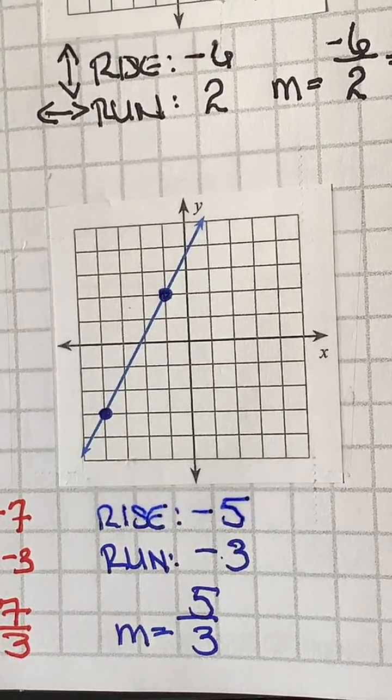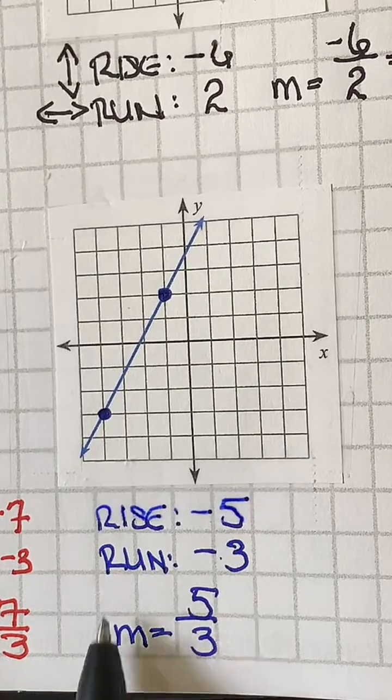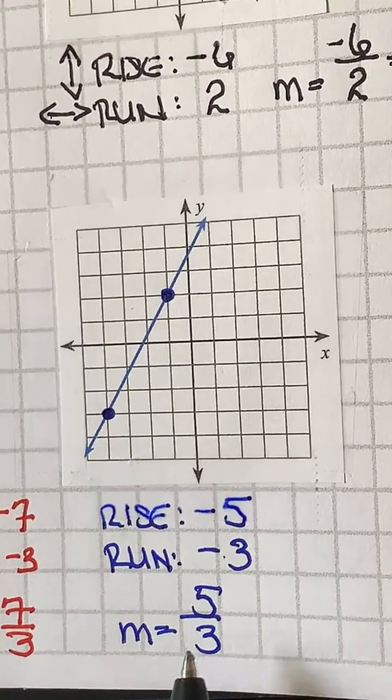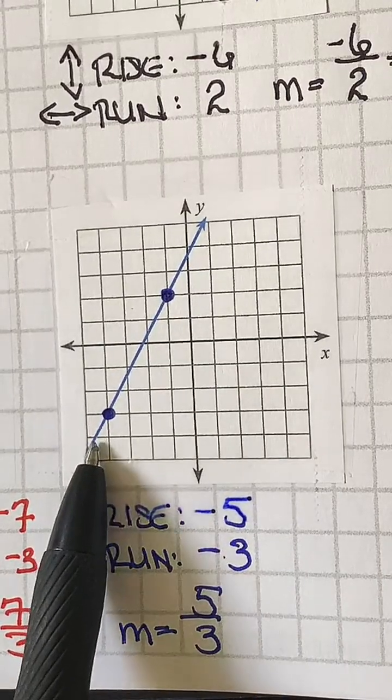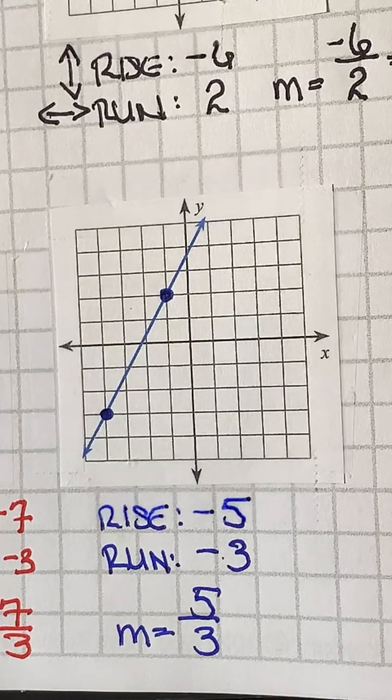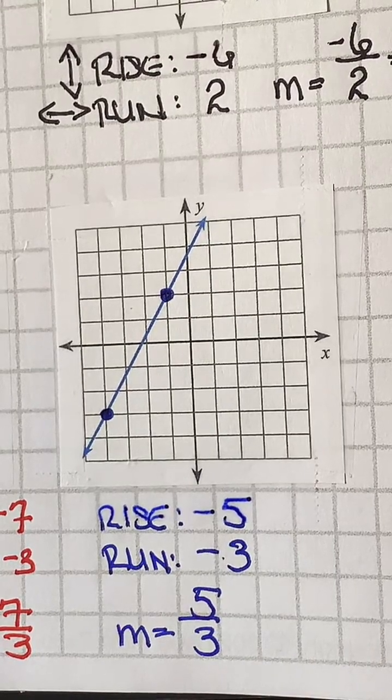All right? So, if you start solving and you notice your slope is negative, but your graph is showing a positive slope, double check your stuff. Okay? Double check your stuff.